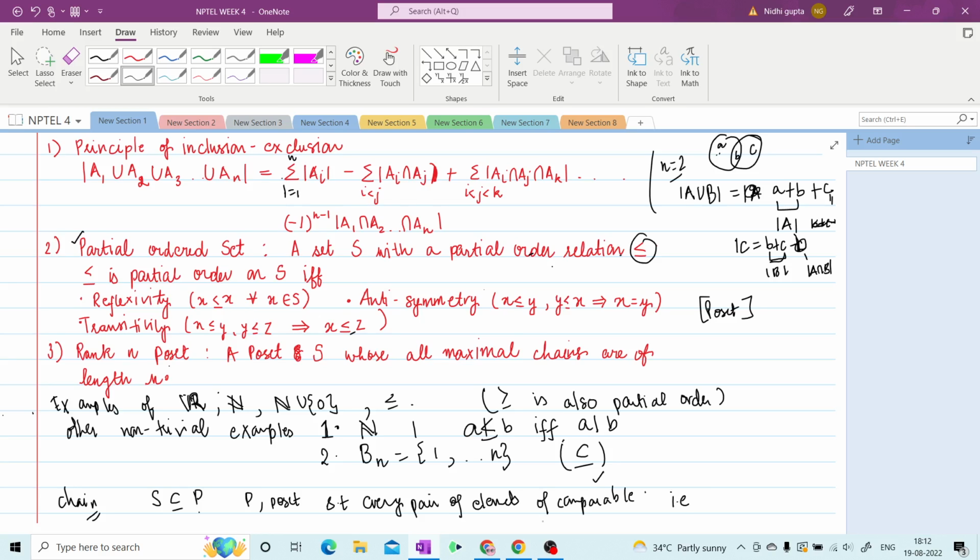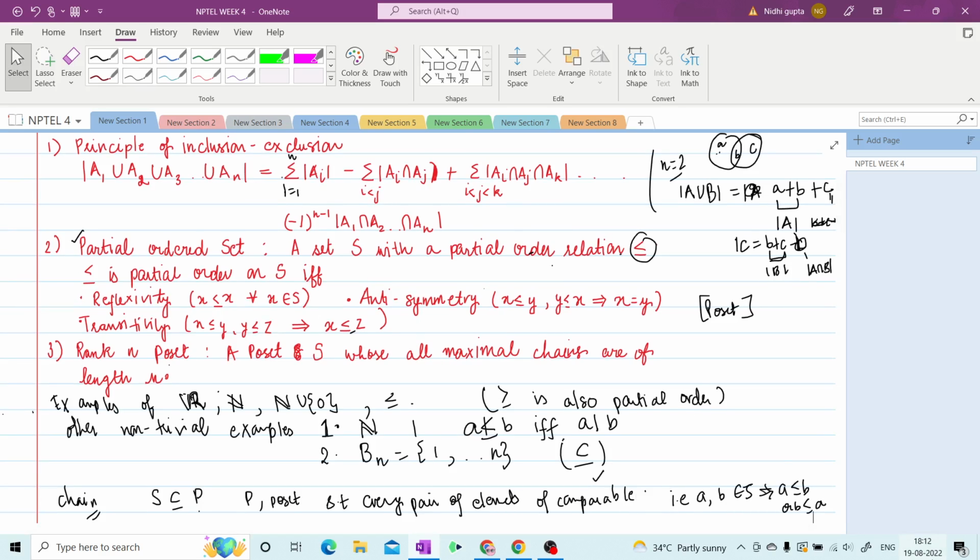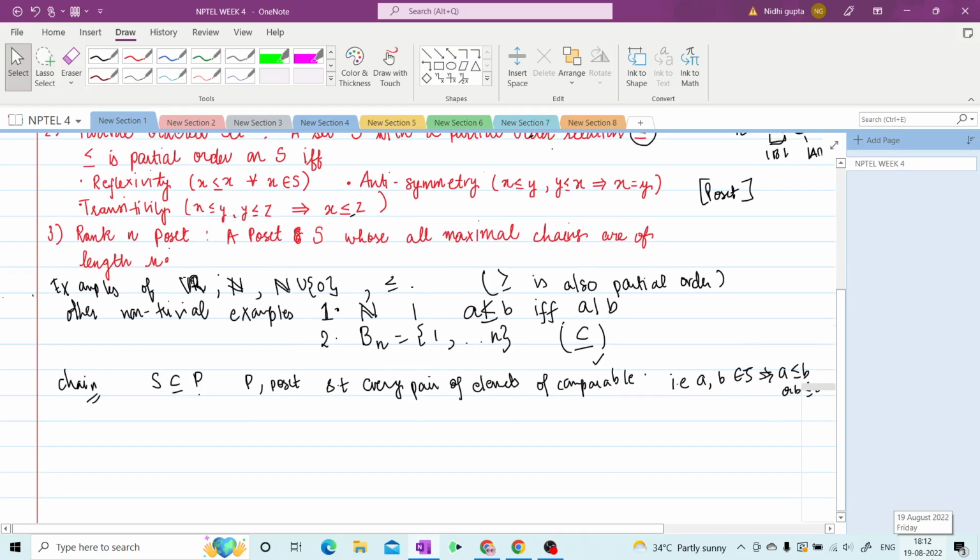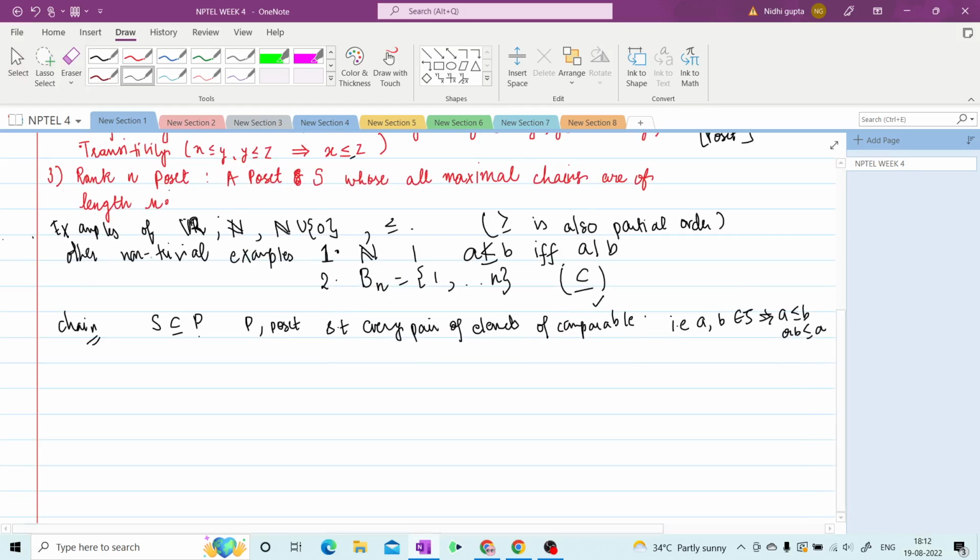That is, AB belongs to S implies A is less than or equal to B or B is less than or equal to A. And we also have Hasse diagrams to represent them, and we saw that a chain looks like this. Because every element is comparable, it will look like something like this.